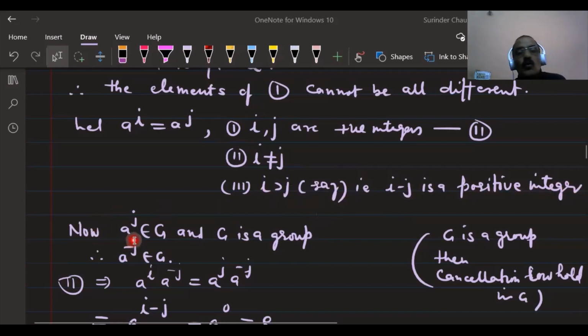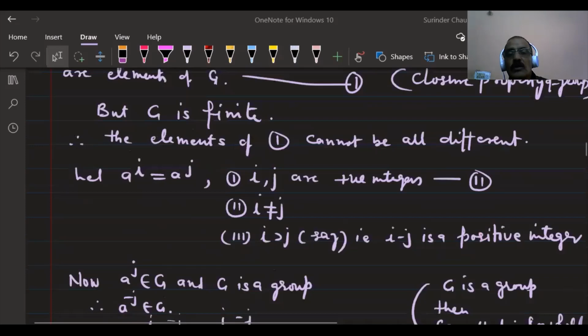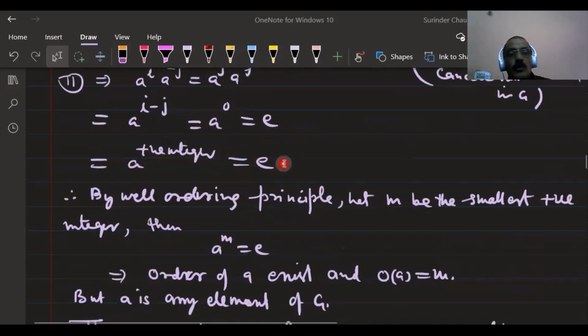Now a belongs to G. G is a group, so a to the j also belongs to G, and therefore a to the power i minus j also belongs to G. In a group, the cancellation law holds true. After applying the cancellation law to a to the i equals a to the j, multiplying by a to the minus j, we get a to the power i minus j is equal to a to the power j minus j, which is equal to e. So a to the power of the positive integer i minus j is equal to e.